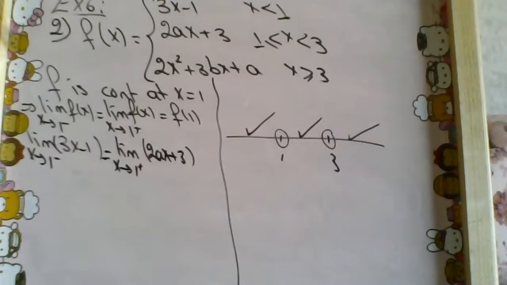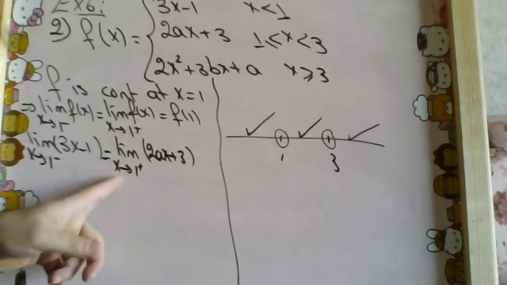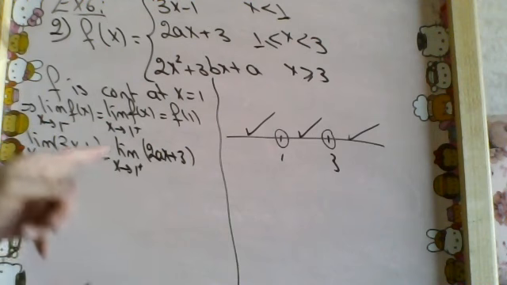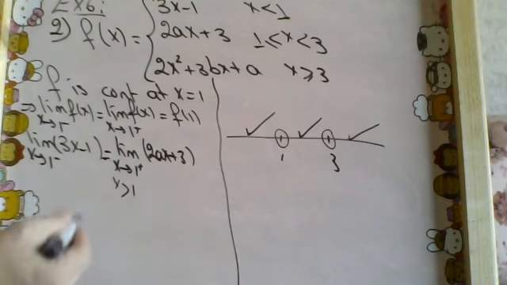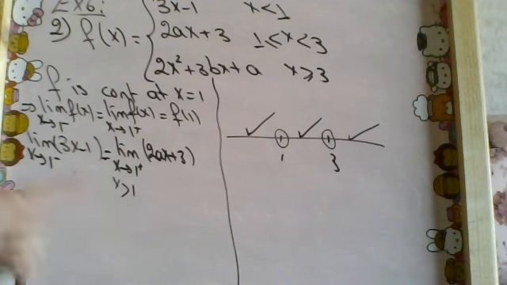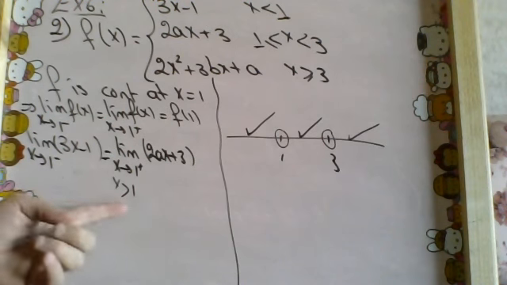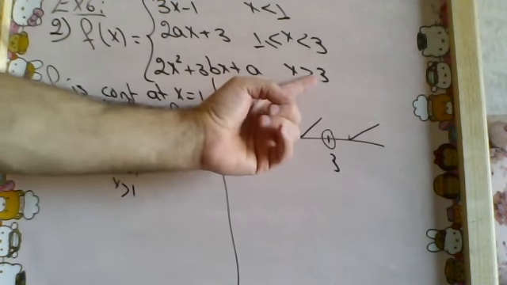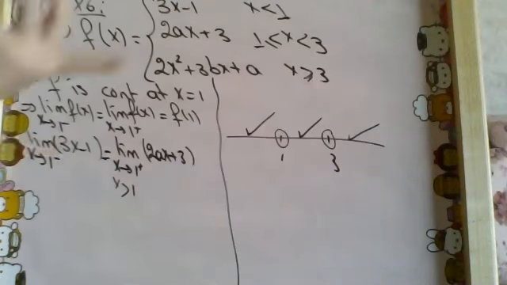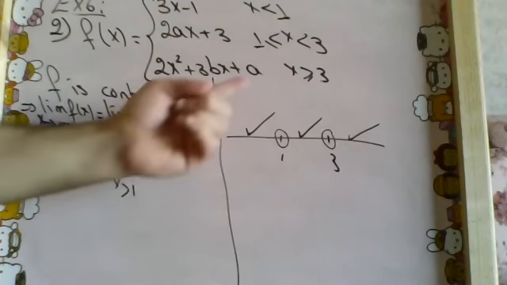A small remark here. Someone says x approaches 1 and x is greater than 1. This is the meaning of x approaches 1 plus. It means that x is close to 1 but x is greater than 1. Why did you not take the other one, the function for greater than 3, which is also greater than 1? Why did you not take that function?